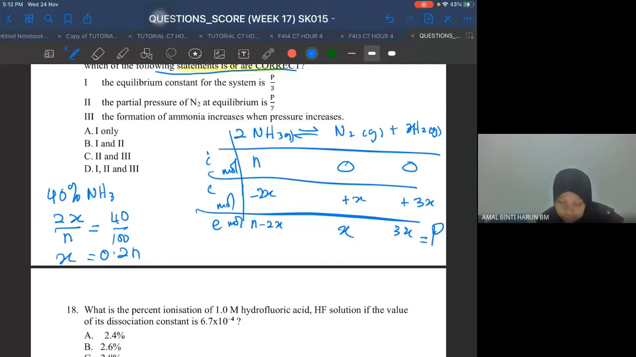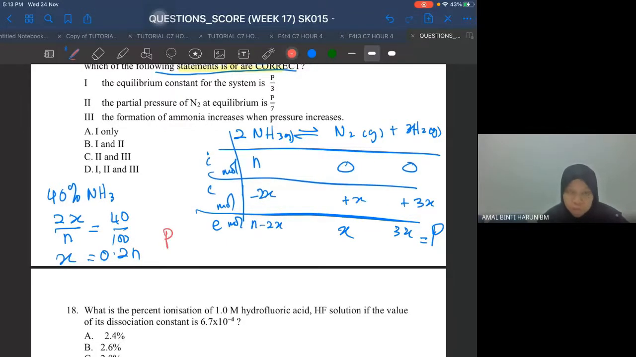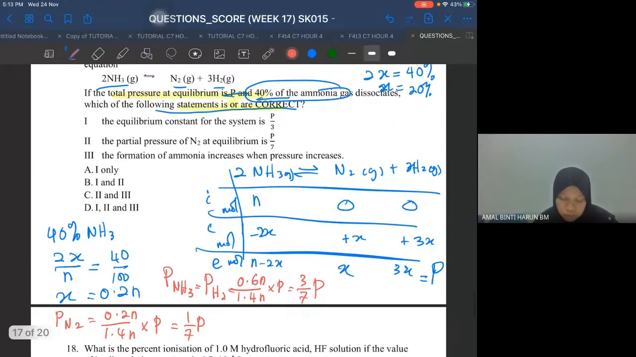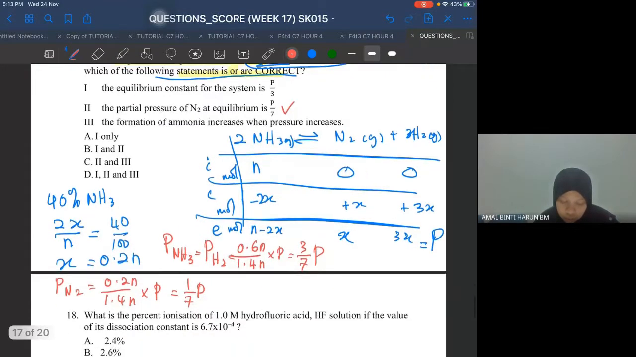So ini kita boleh kira dia punya partial pressure. So partial pressure hydrogen akan sama dengan 0.6 N over 1.4 N times P. Betul tak? So it is 3/7 P. Kalau P nitrogen, 0.2 N over 1.4 N times P sama dengan 1/7 P. Nitrogen ni betul. The equilibrium correct.